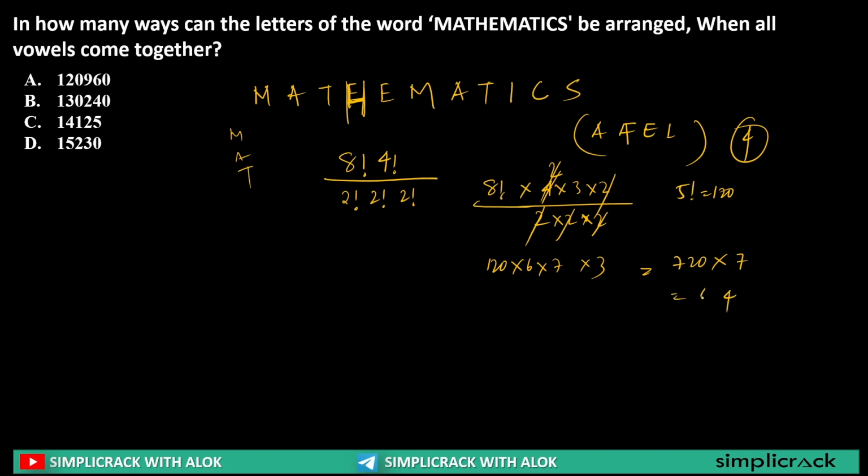That is 5040, into 3. So this is equal to 15,120. My bad, the 8 is missing also. So if I multiply, it will be 15,120 into 8, which is 120960. Yes, 120960 is the answer. Here 8 was missing because 6, 7, 8 is there out of 8 factorial.